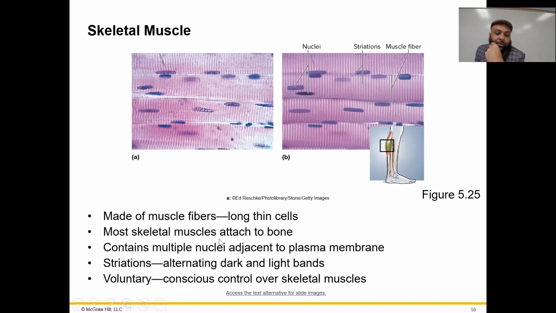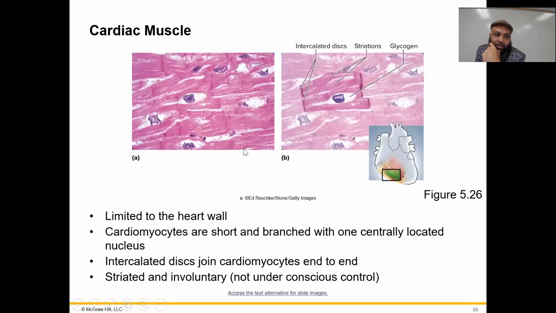It is made of muscle fibers, which are long, thin cells. Most skeletal muscles are attached to bone, and they contain multiple nuclei adjacent to the plasma membrane. There are striations, alternating dark and light bands. They exert voluntary, conscious control over the skeletal muscle. Cardiac muscle is limited to the heart wall. The cardiac myocytes are short and branched with one centrally located nucleus.